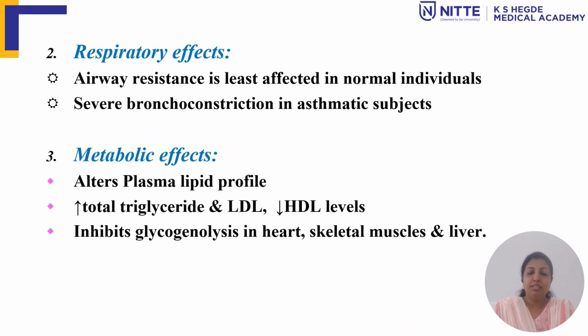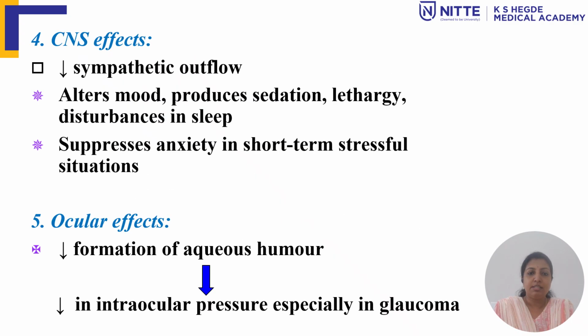When there is hypoglycemia, there will be sympathetic stimulation. So hypoglycemia symptoms will be delayed because beta blockers can inhibit the glycogenolysis. Effect on the CNS, they produce reduction in the sympathetic outflow. They can alter the mood, they can produce sedation, lethargy, disturbances in sleep. They can also suppress anxiety in short-term stressful situations.